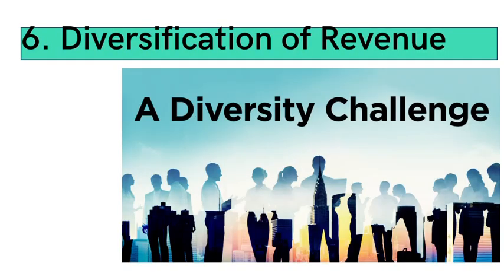Next, number 6, diversification of revenue. So tourism can reduce a country's dependence on a few industries and sources of revenue. It means that it diversifies the sources of income, making the economy more resilient to economic shocks. Okay, there is a diversity of the revenue. Again, the tourism can what? Reduce the country's dependence on a few industries and sources of revenue.